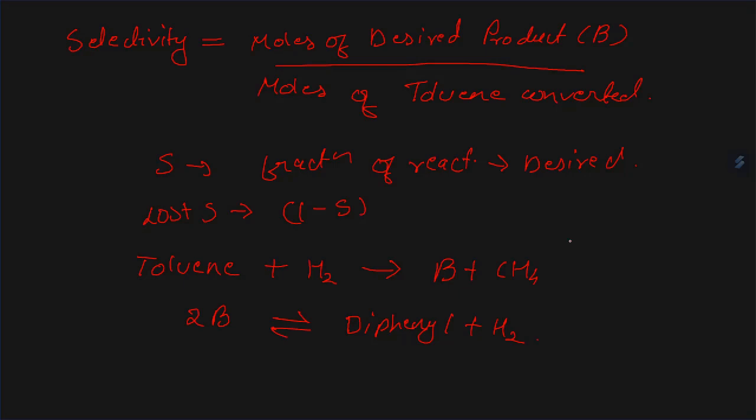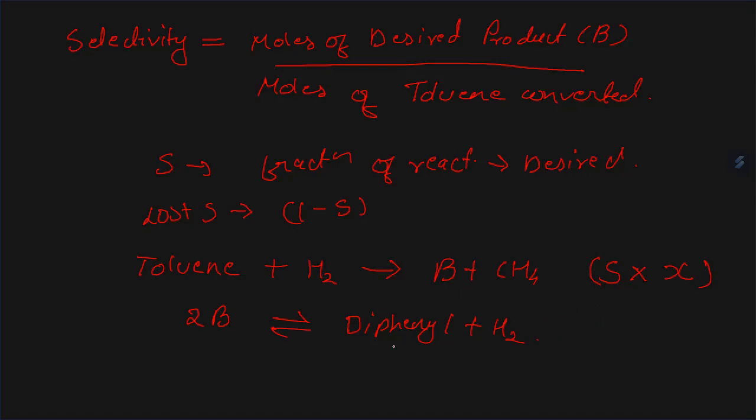If you can appreciate, the selectivity is nothing but moles of desired product upon moles of toluene converted. So if S is the moles of desired product upon moles of toluene converted, then if I multiply this with X, which is the moles converted, you can see the numerator and denominator cancel and we get the moles of desired product, that is benzene, which is formed.